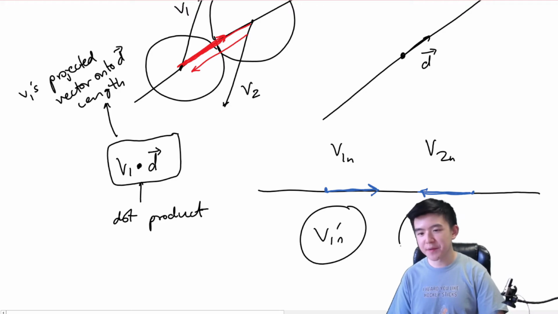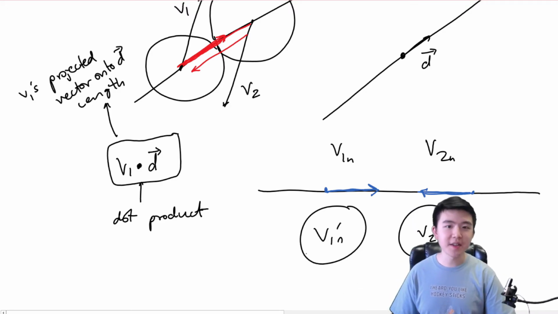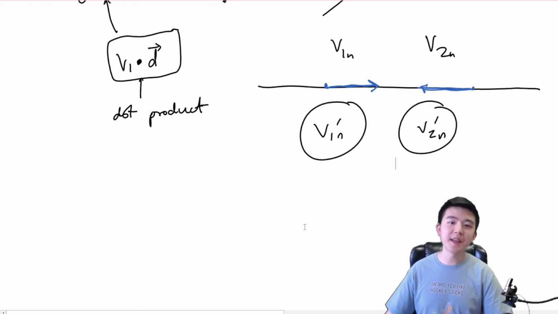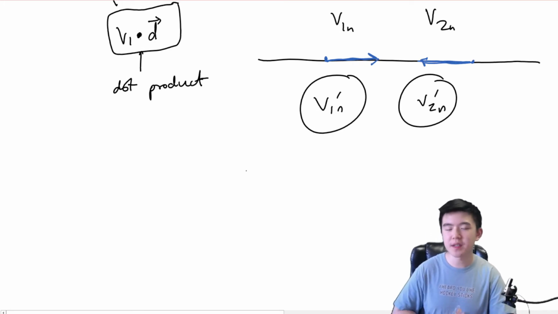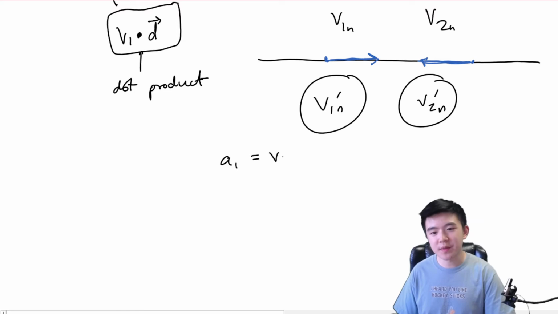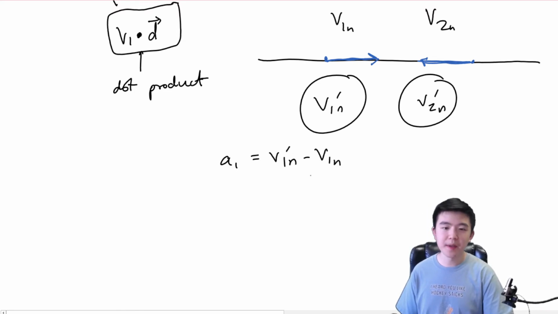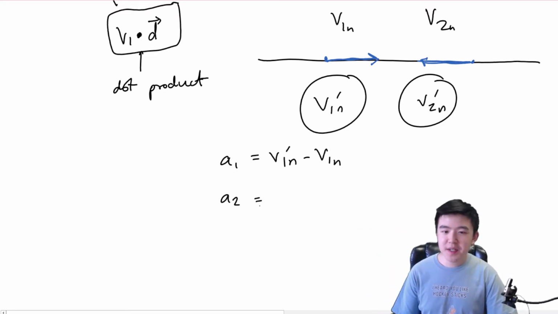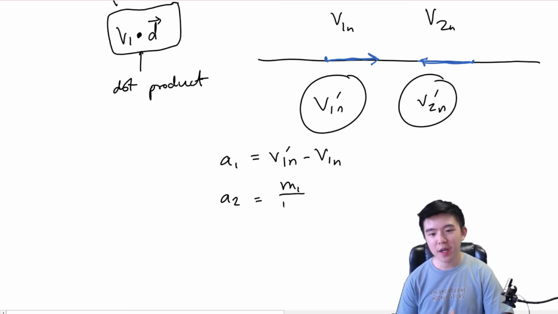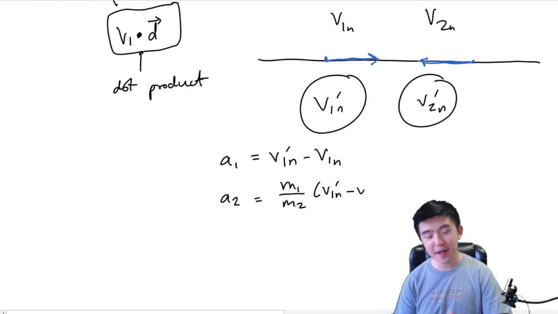But this doesn't give us the full picture yet. We need the full velocities, not just the component of velocity in the normal axis. So this is where the convoluted thing we did in one dimension pays off. We find the force as a result of the collision, and specifically the acceleration. So the acceleration on ball 1 is equal to v1 prime n minus v1 n, because remember, acceleration only occurs in the normal axis. And then acceleration of 2 is just equal to m1 over m2 times v1 prime n minus v1 n.